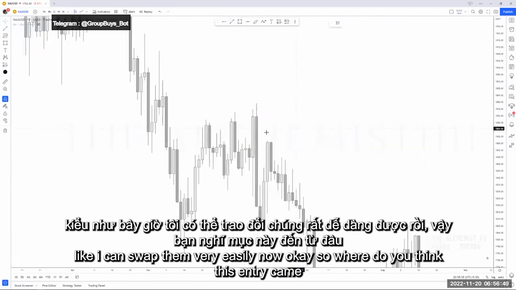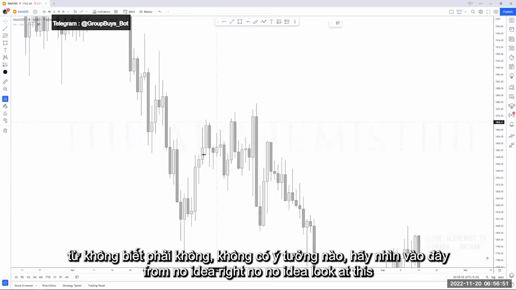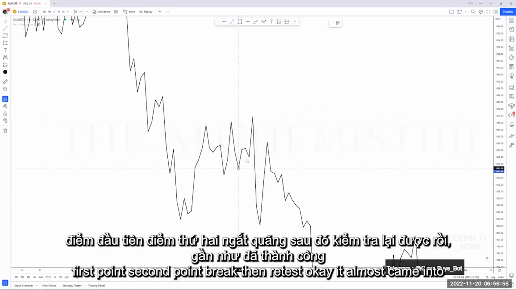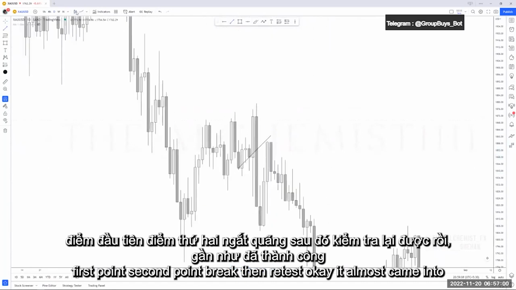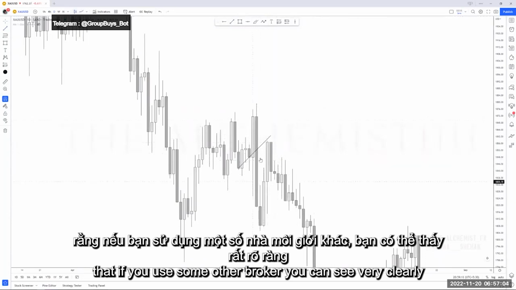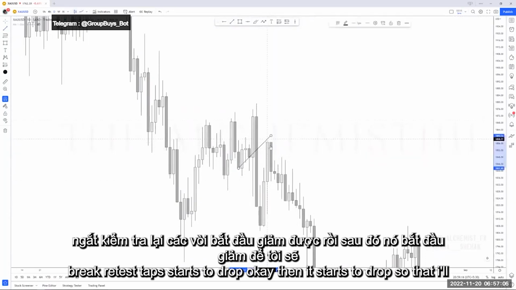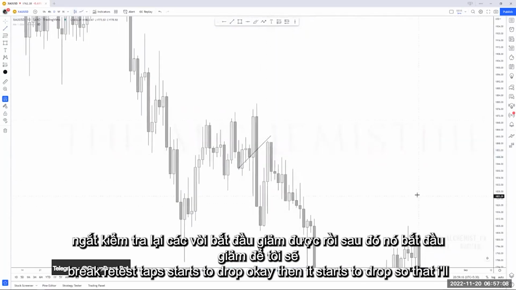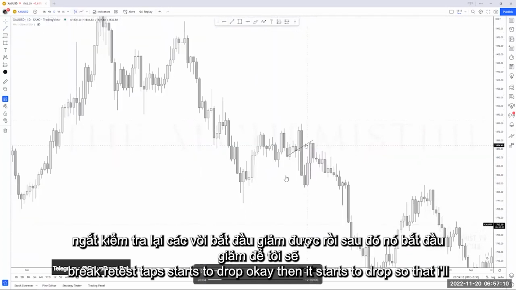So where do you think this entry came from? No idea, right? But look at this. First point, second point, break, then retest. It almost came into that. If you use some other broker, you can see it very clearly. Break, retest, taps, starts to drop. Then it starts to drop. So I'll show you more examples.